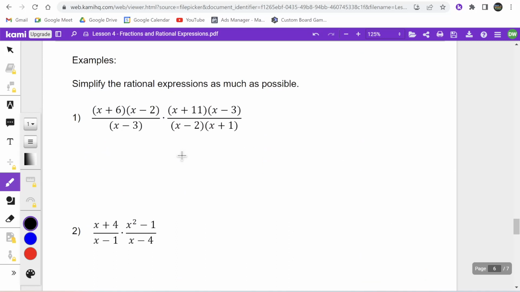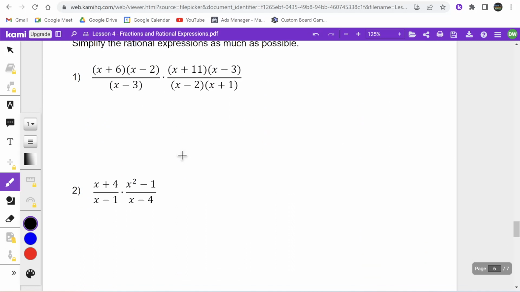Okay, great. Next, let's look at some of the examples. Simplify the rational expressions as much as possible. Okay, so again, for this one and the rest of them, I'm just going to try and cancel as many things as I see. So for instance, the x minus 2 cancels. It looks like the x minus 3 cancels. And that's it. Nothing else cancels. So then in my numerator, what's left? I've got x plus 6 times x plus 11. And in the denominator, I have x plus 1.